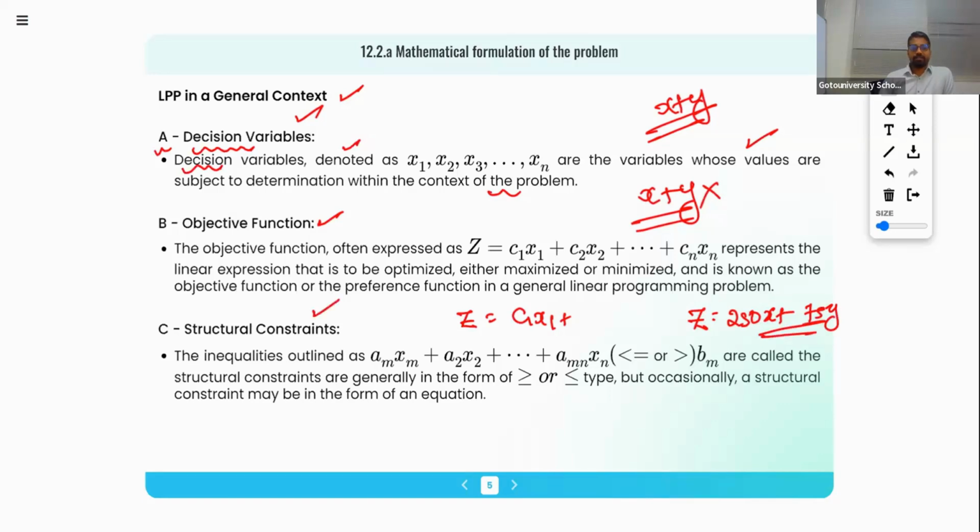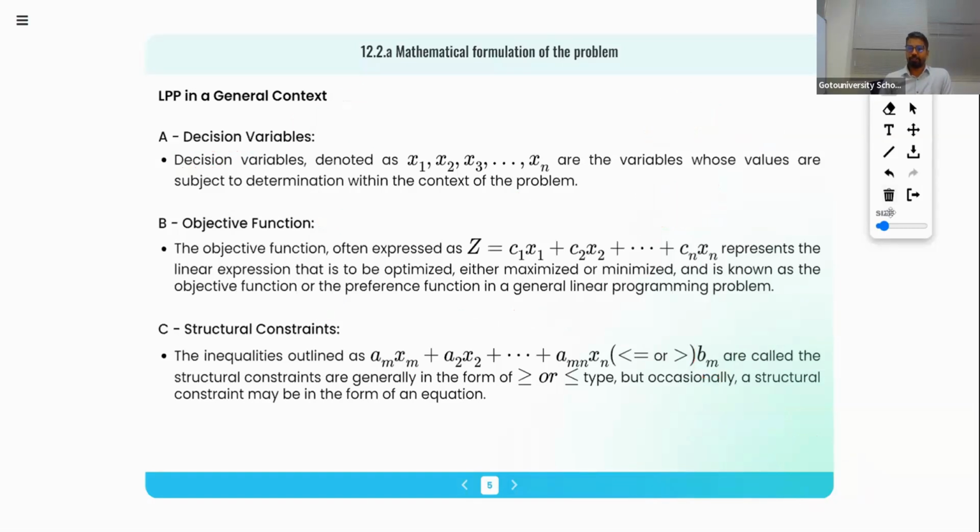And the structural constraints. So an inequality is outlined as a1x1 plus a2x2 and so on, it's either less than or equal to, or more than or equal to 0, or some number. They are called structural constraints. For example, we had x plus y less than or equal to 60, and then 2500x plus 500y was less than or equal to 50,000. So those are structural constraints. It depends upon the question.